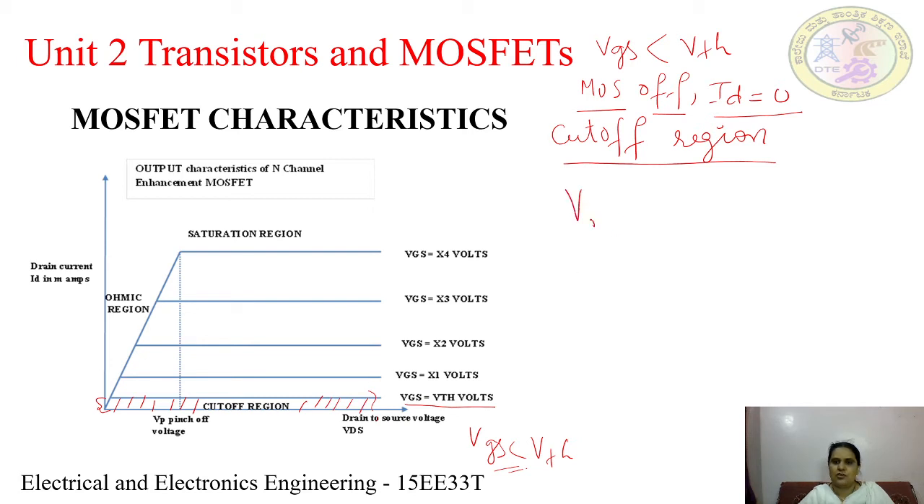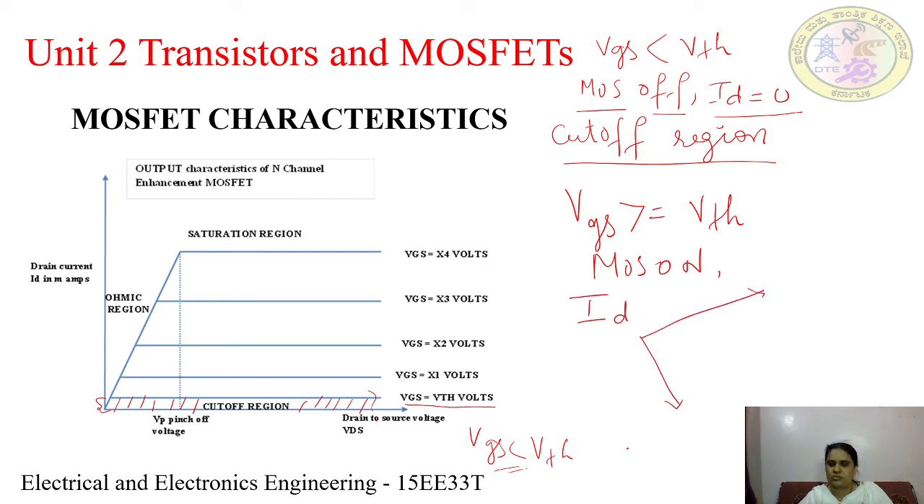Once my value of VGS becomes greater than or equal to VTH, I know that the MOS is on. So in this, how is the variation of ID? The variation of ID can be in two ways. One is ID may be linearly varying with VDS. It means with an increase in VDS, ID increases linearly. I will explain for the second set only. So ID increases linearly till it reaches a certain voltage. What is this voltage? It is called VP, the pinch off voltage.